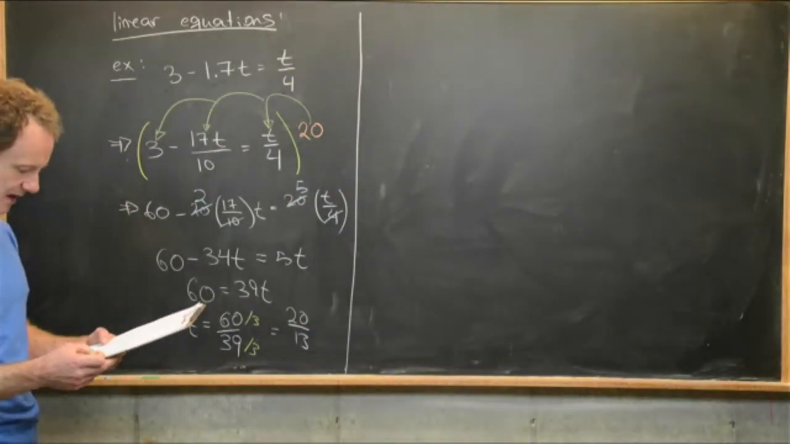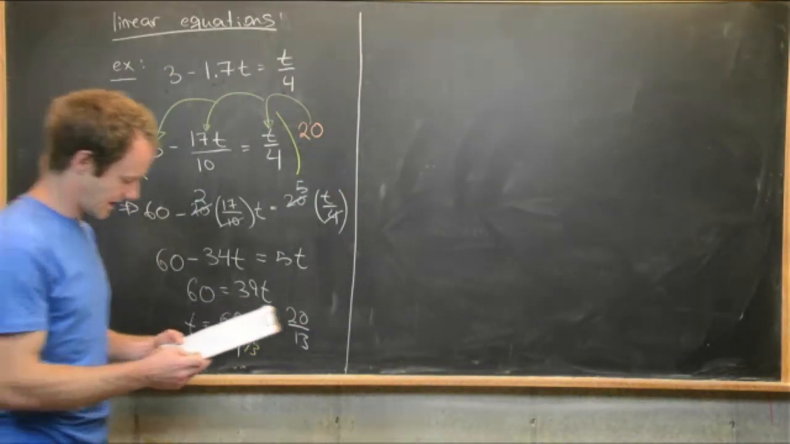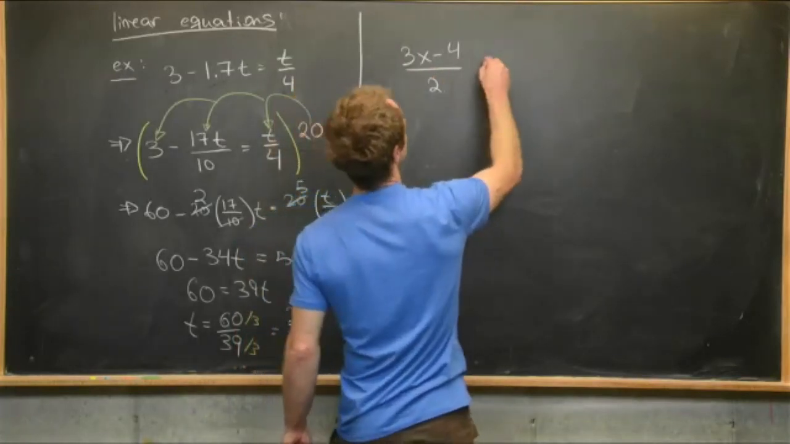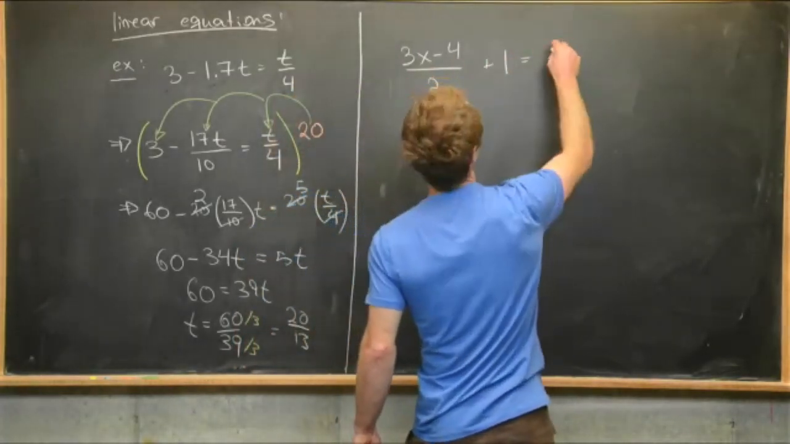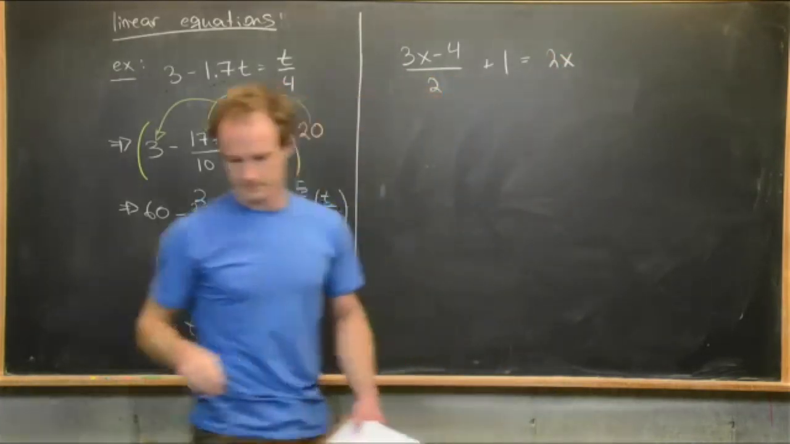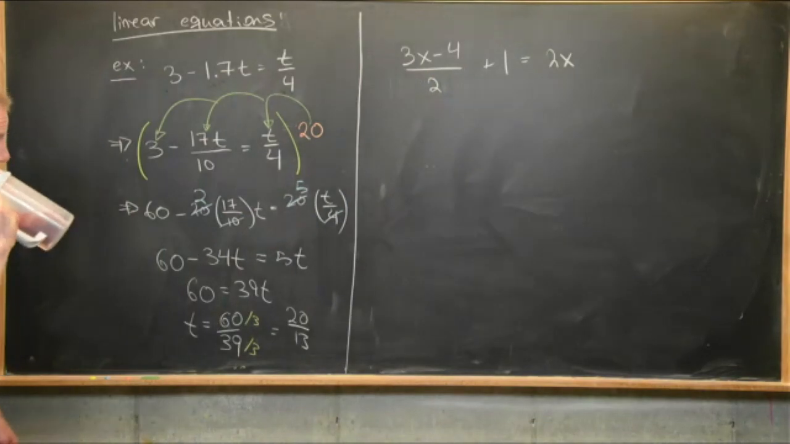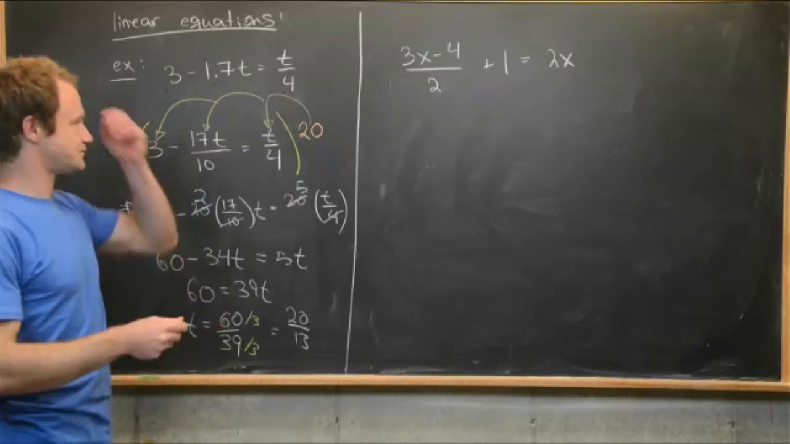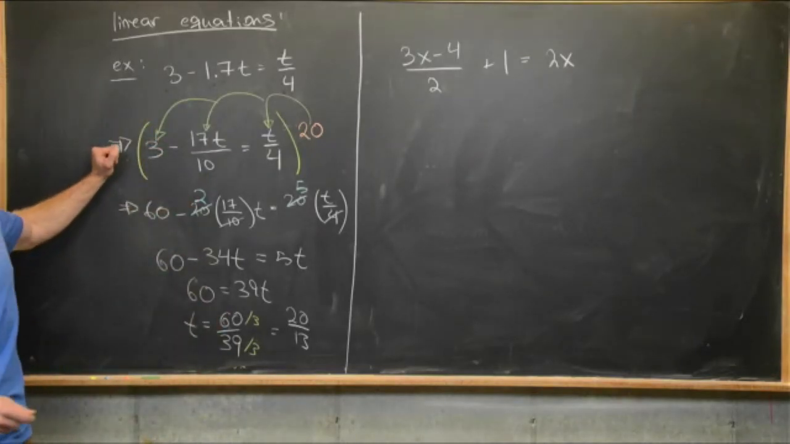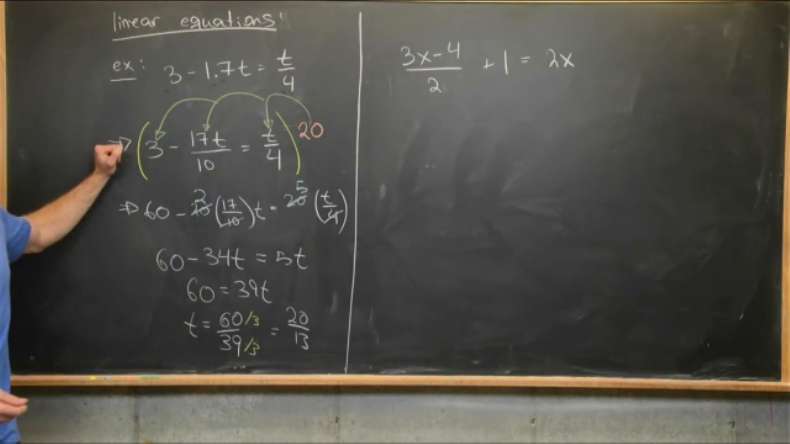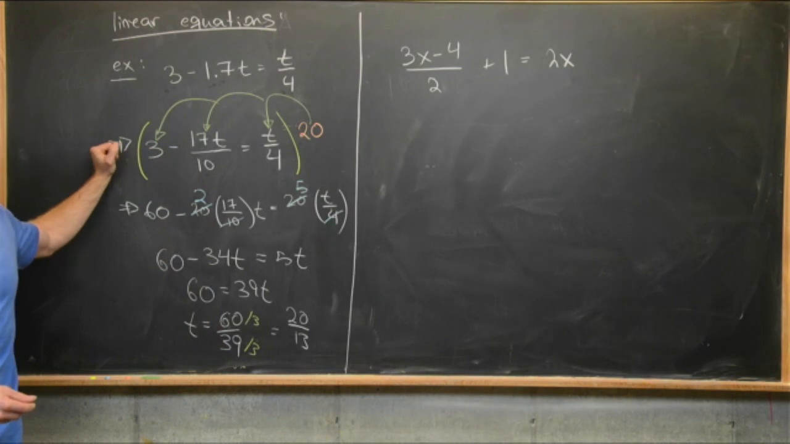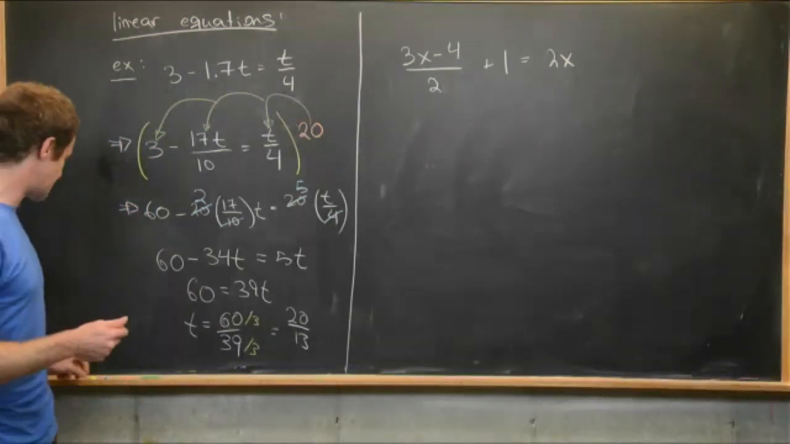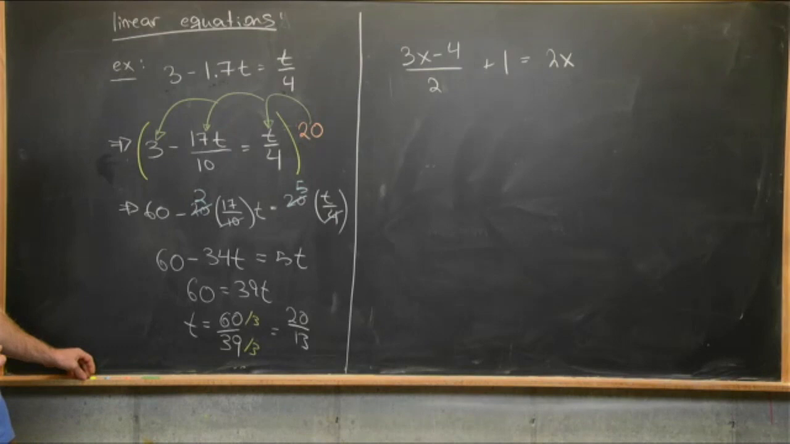So let's say something like this, maybe (3x minus 4) over 2 plus 1 equals 2x. So again, you can take the same strategy we had right here, which is multiply by something in order to totally cancel out the fractions, and you're left with a simpler looking equation. Or you can combine all of the fractions together. I'm going to go ahead and maybe we'll multiply by something to get rid of all the fractions.